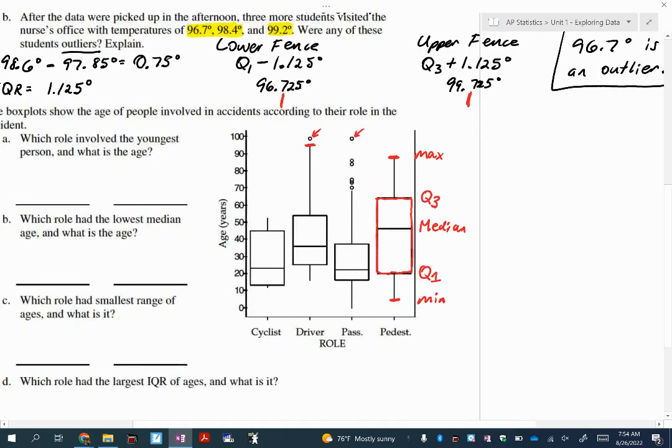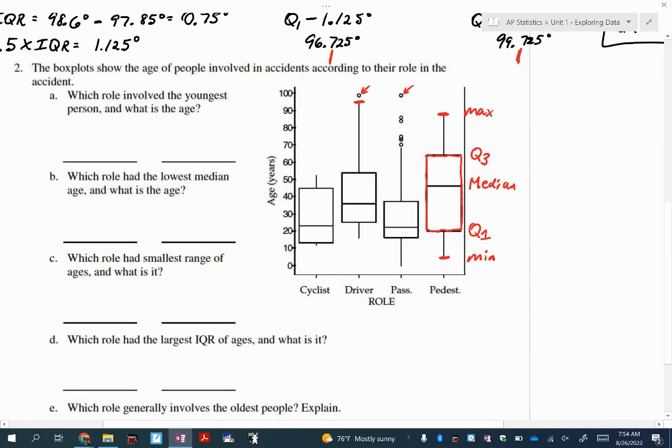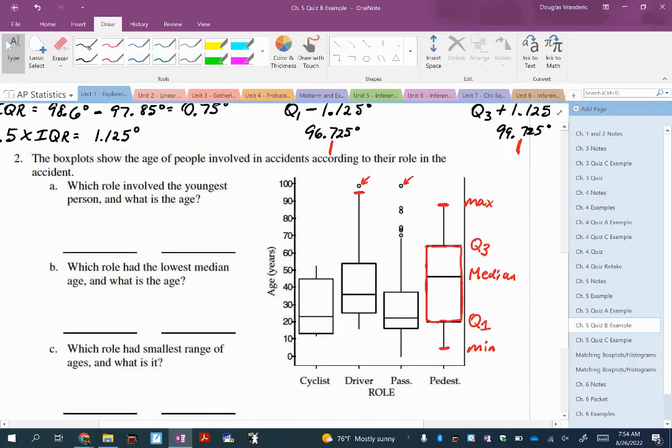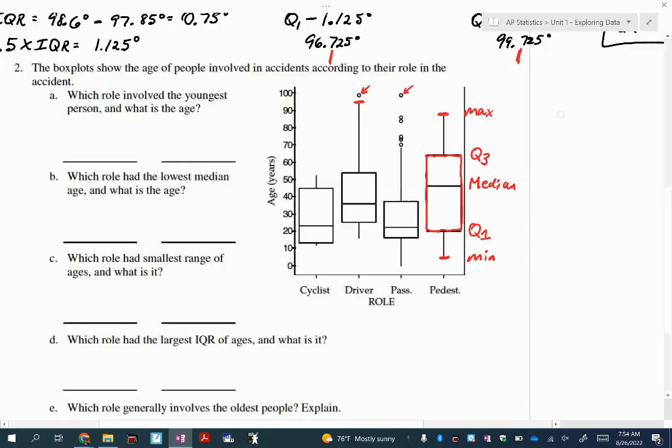Okay, let's answer some questions. It says, which role involved the youngest person and what is the age? The lowest number I see down here is passenger, which kind of makes sense, involved in an accident. It looks really close to 0, so I'm assuming this is someone who's an infant.